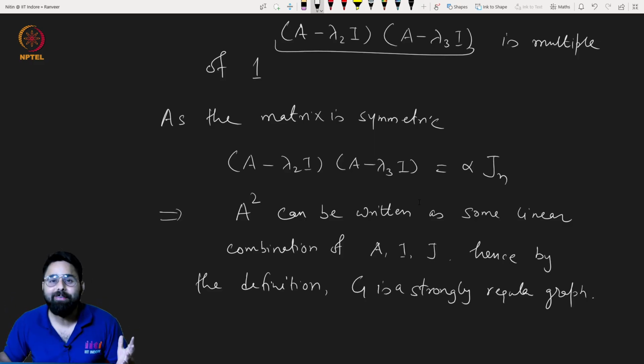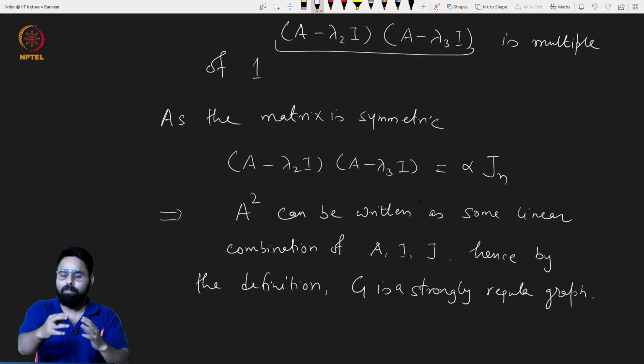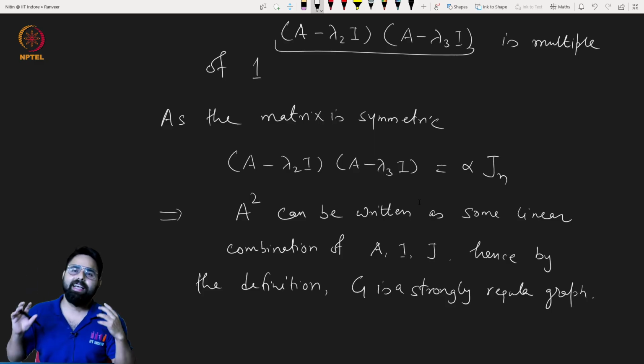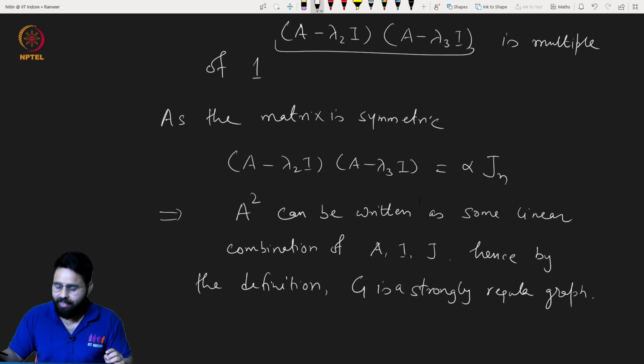Very beautiful theorem. So now if you combine this result and the previous result, it says that if G is a regular connected graph, then it has 3 eigenvalues if and only if it is strongly regular. With this I am stopping this lecture, and in the next lecture we will prove a very beautiful theorem called the friendship theorem, using strongly regular graphs. Okay, so thank you very much.